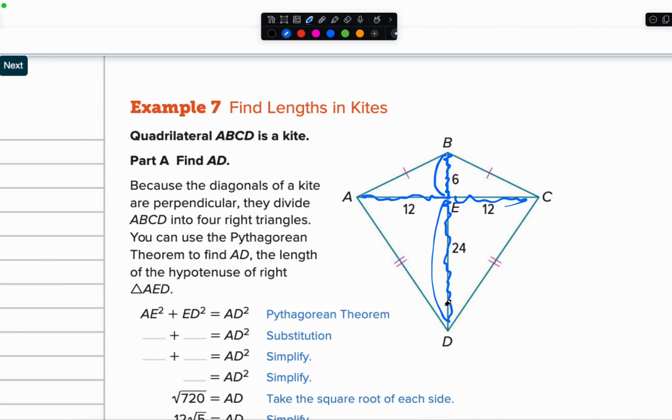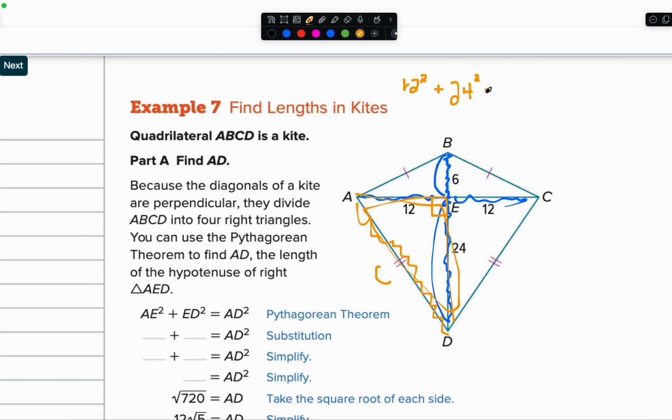They want us to find AD, which is this guy. How the heck do we find that? Well, we know that this is a 90-degree angle, which means that this is a right triangle, and we can use the Pythagorean theorem. So my side C is going to be the side that we're looking for, my AD side. So I can do 12 squared plus 24 squared, and then solve for my C squared.